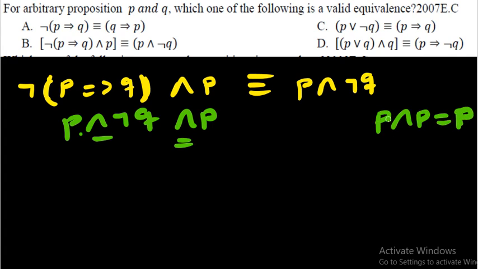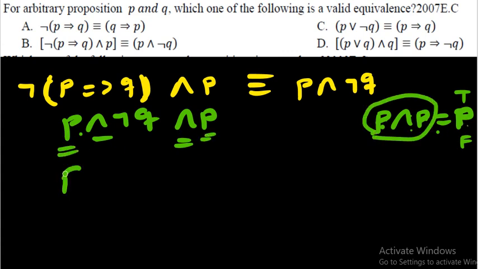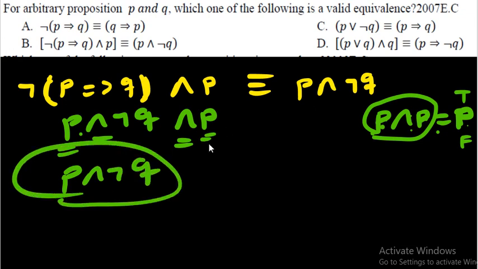Because if P is true, true and true will be true. If P is false, false and false will be false. So the truth value of P and P will be just P. We can take P and P as P. So P and negation Q remain. This is the same as what is given here. So they are equivalent. So the answer necessarily will be B.